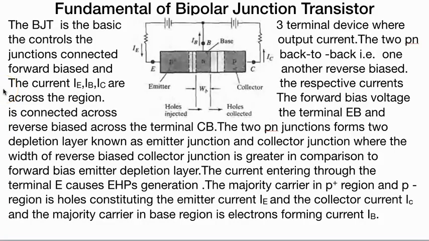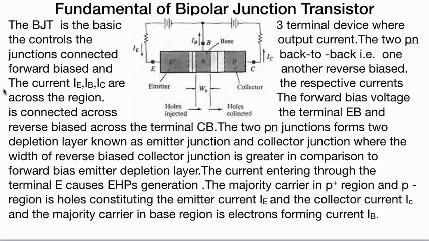Now let's first discuss the fundamentals of the bipolar junction transistor. As the name suggests, bipolar means two poles. The BJT is a basic three-terminal device where the input controls the output current. It has two PN junctions connected back to back, where one is forward biased and the other is reverse biased. The emitter current, base current and collector current are the respective regions' currents.